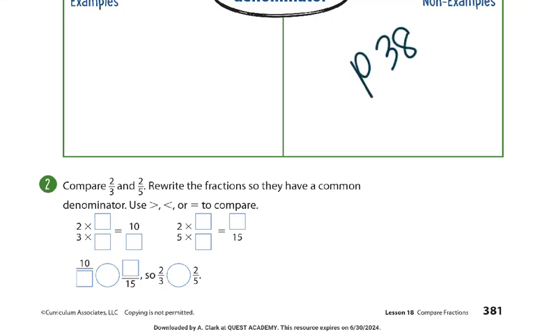Okay, 381. All right, let's read. Compare 2/3 and 2/5. Rewrite the fractions so they have a common denominator using greater than, less than, or equal to compare. All right, does the denominator ever change? No. Never, ever changes.